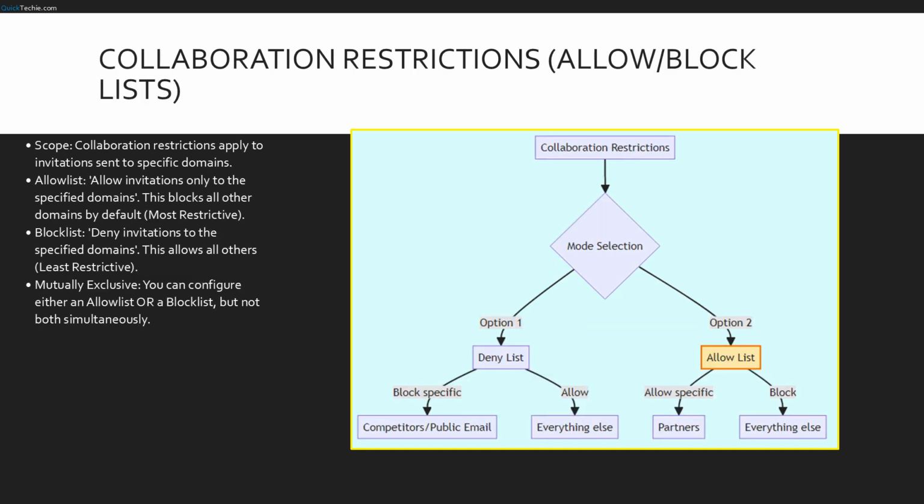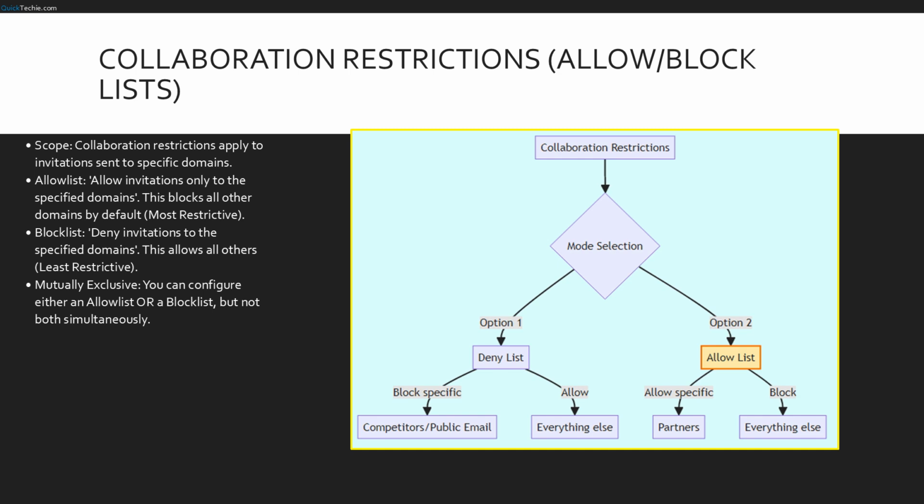To further secure your tenant, you can control which organizations are allowed to collaborate with you using domain restrictions. In the collaboration restrictions section, you have 2 mutually exclusive options. You can create a deny list, block list, to prevent invitations to specific competitors or public email providers like Gmail.com. Alternatively, for a highly secure environment, you can create an allow list. This locks down your tenant so that invitations can only be sent to the specific domains you list, blocking everything else. This is a powerful control to prevent data leakage to unauthorized organizations.